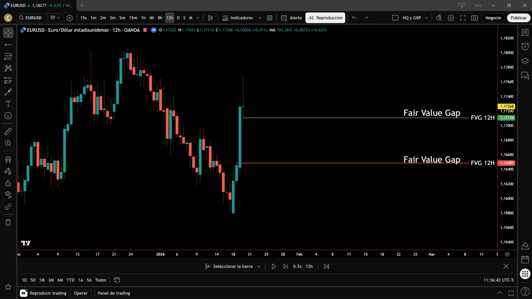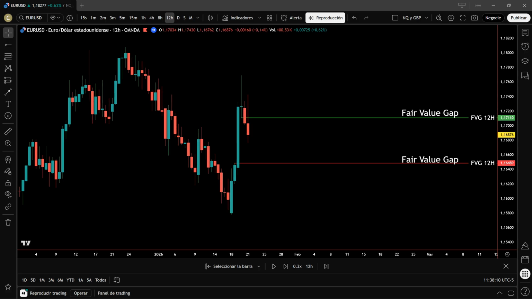The market has a natural tendency to return to these areas to fill the inefficiency and balance the buy and sell orders that were left pending. Identifying these gaps gives us a massive predictive edge, as they often act as hidden support or resistance levels where the price tends to react precisely before resuming its original trend.